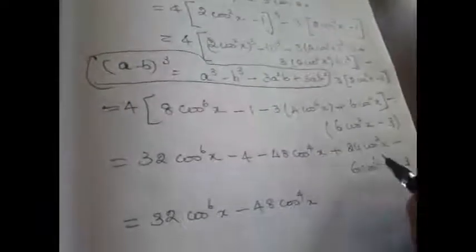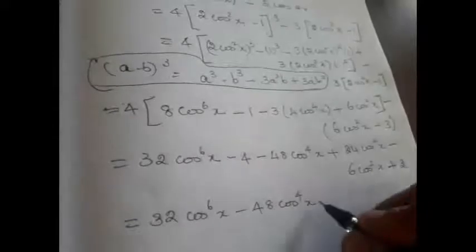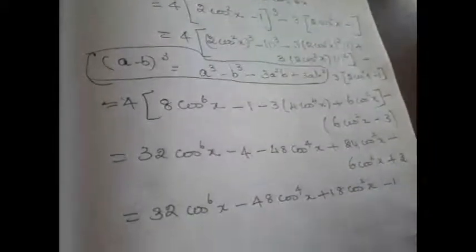So which is equal to, check for the like terms and then simplify it. So 32 cos power 6x minus 48 cos power 4x. See, cos square terms we have 2: 24 minus 6, which is nothing but plus 18 cos square x. Then minus 4 plus 3 is minus 1. Thus we arrived at our right hand side. Hence we proved. This is what they asked you to prove.